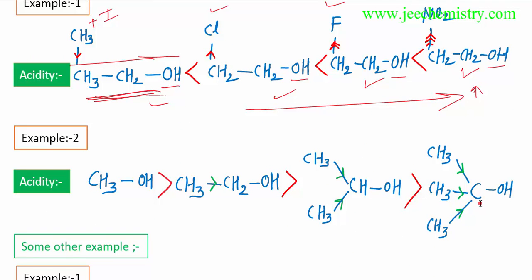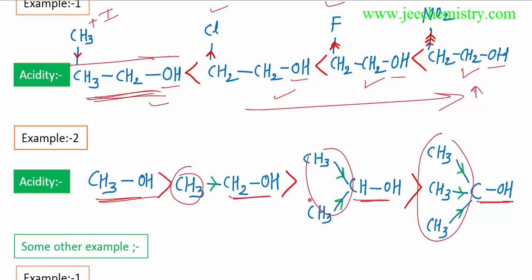Now example second. These things are the same in all four compounds, only these things are different. So these groups are providing plus I effect. So as plus I effect increases, acidic strength decreases. Here only CH3, this part is common, so no need to be bothered about it.